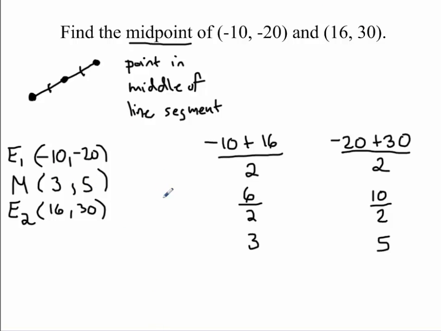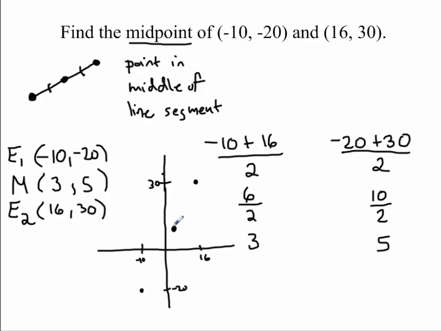One thing you could do to check to see if your answer makes sense is do a quick sketch to verify, did I do this correctly? What you could do is just plot the points -10, -20. So I'll just put -10 here, -20. So -10, -20, that point would be somewhere here. My other point is 16, 30. So 16, 30 will be somewhere here, let's just say about here. So 16, 30, right? 16 over, 30 up. And then the answer I got was 3, 5. So 3, 5 would be somewhere here.